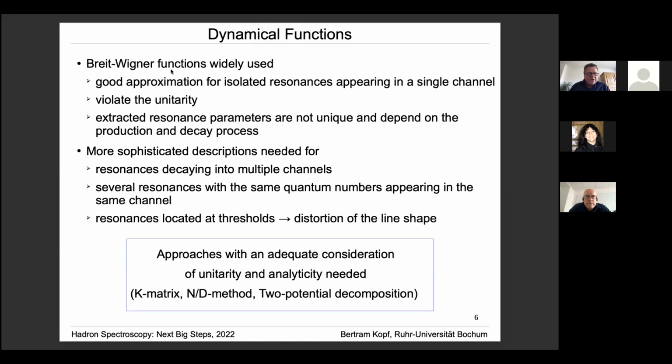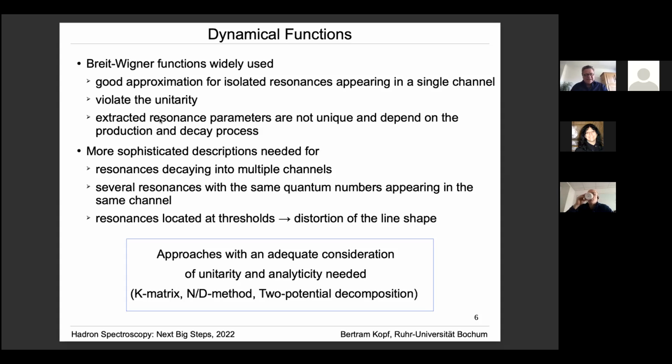This we have also heard here during the workshop. The Breit-Wigner function is widely used, and of course this is a good approximation for isolated resonances appearing in a single channel. However, the Breit-Wigner functions violate unitarity, and the extracted resonance parameters are not unique and are dependent on the production and decay process.